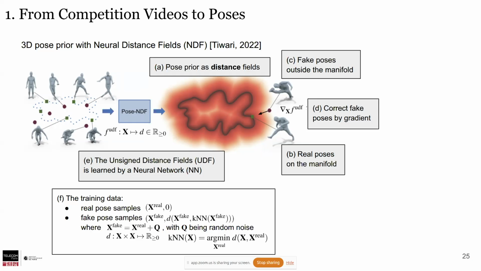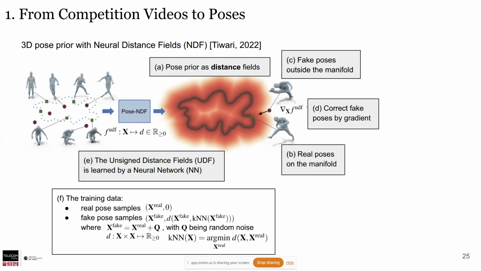The advantage of this method is that with these distance fields, we can calculate the gradient easily, so that we can project the fake pose by gradient to the manifold to become a good pose. They model these fields with a neural network.